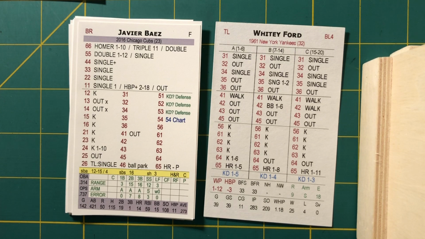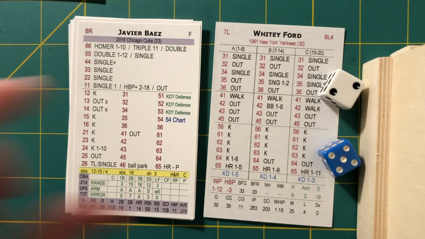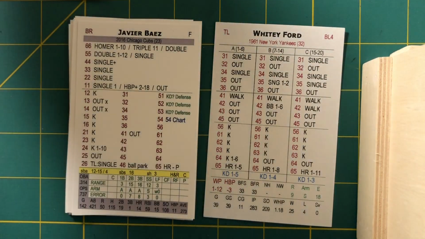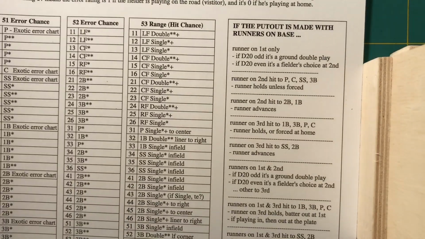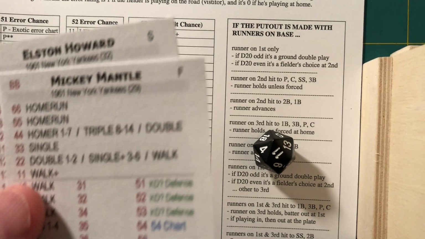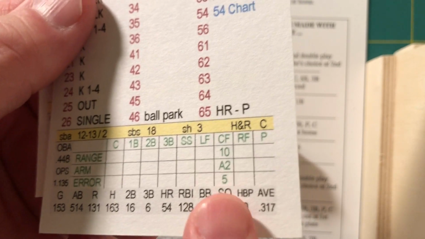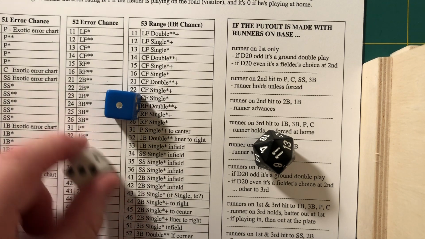Ford obviously looking for a strikeout or a pop-up from Baez. The stretch from Whitey. He checks Zobrist. The pitch home is a 52. We got another error check. It's a 13. It goes to center field. Mantle's error rating is a 5. So he's going to make that catch.